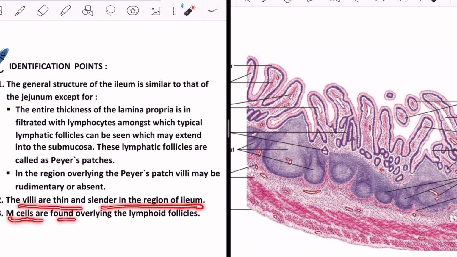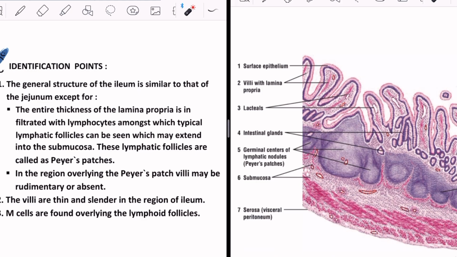M cells are found overlying the lymphatic follicle. So there are M cells overlying the lymphatic follicle. This was all about small intestine.